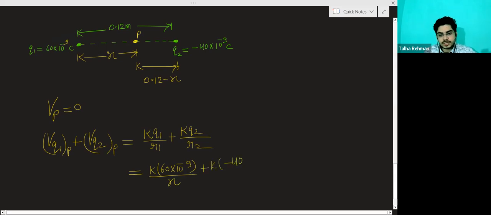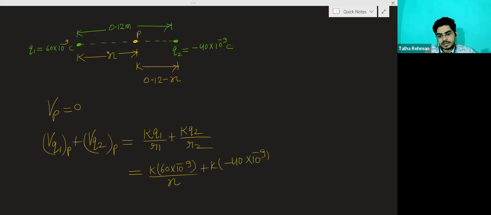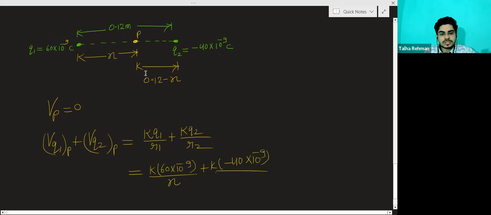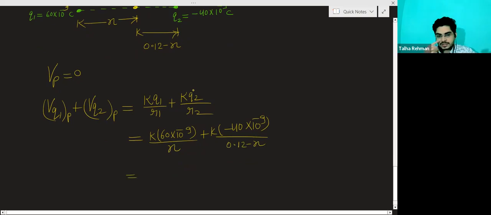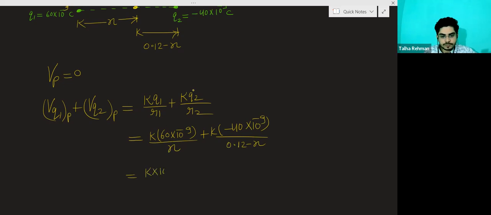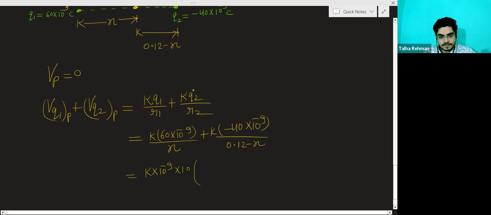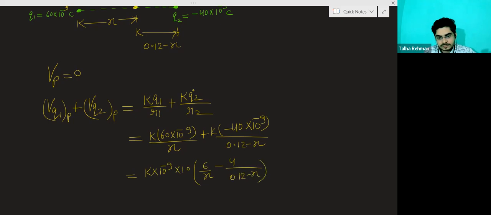So it will be x, plus K Q2. Q2 is minus 40 into 10 to the power minus 9. What is R2? R2 is this distance, 0.12 minus x. Now, take the terms out which are common. So, K into 10 to the power minus 9, and 10 also you can take common. So, here you will have 6 by x, and here you will have minus 4 divided by 0.12 minus x.